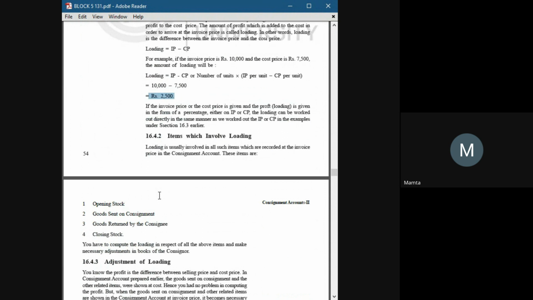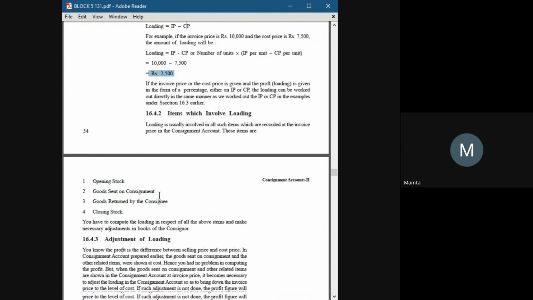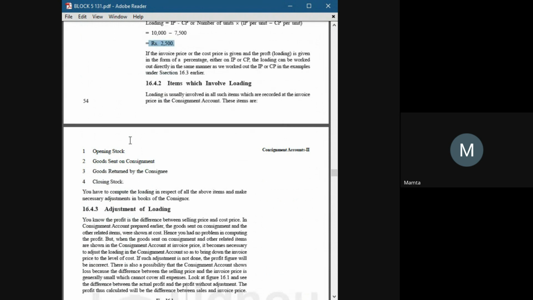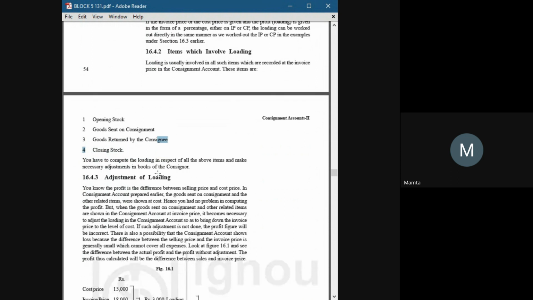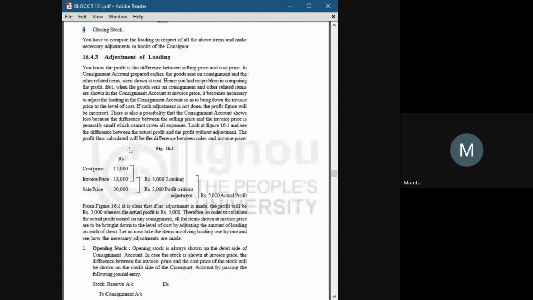Items which involve loading: opening stock, goods sent on consignment, goods returned by the consignee, and the closing stock. How do we adjust this loading? Adjustment of loading.